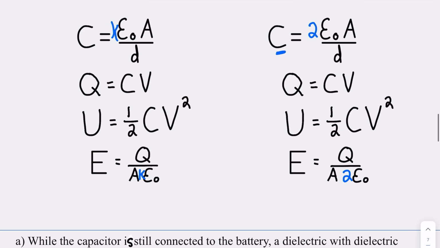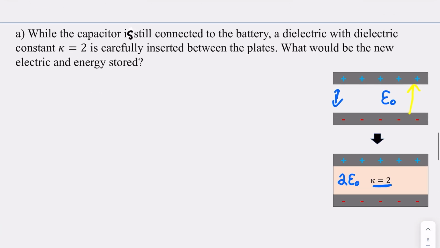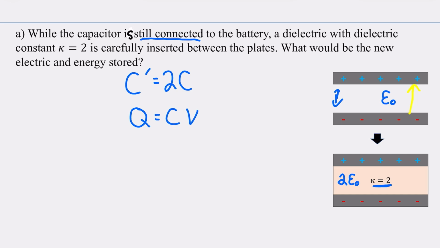So what kappa did to the capacitance is it doubled it. So the new capacitance is double the original capacitance. And then it's still connected to power here when the dielectric is inserted. So in that case, the voltage V stays the same. So to find the new charge, with the battery still connected, voltage stays the same. Because capacitance doubles, that means the charge stored on each plate can now double.